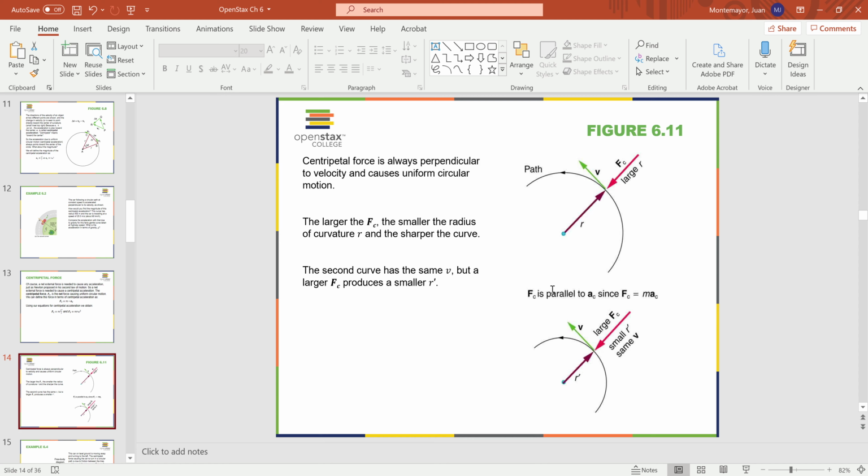Centripetal force is always perpendicular to velocity and causes uniform circular motion. So always perpendicular to our velocity here, right? Always tangent to it. The larger the Fc, the smaller the radius of curvature r, and the sharper the curve. The second curve has the same v, but a larger Fc produces a smaller r here. So this radius here is smaller, so we have a larger Fc.